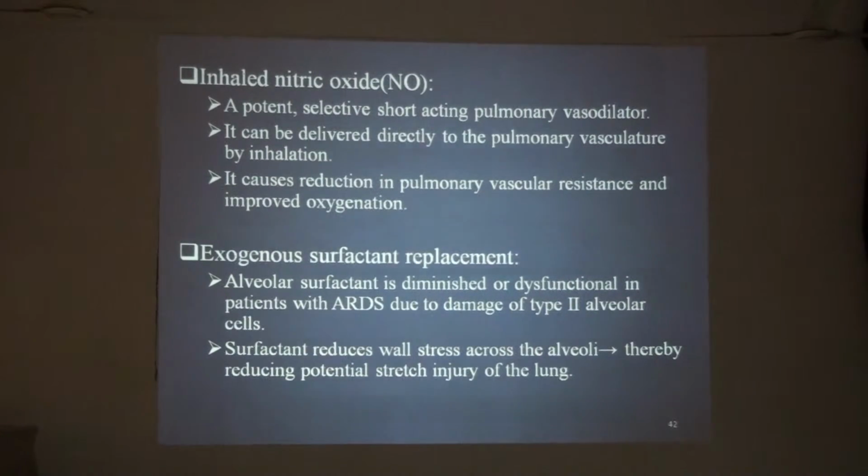Inhaled nitric oxide is a potent selective short-acting pulmonary vasodilator. It can be delivered directly to the pulmonary vasculature by inhalation. It causes reduction in the pulmonary vascular resistance and improved oxygenation. Exogenous surfactant replacement: alveolar surfactant is diminished or dysfunctional in patients with ARDS due to damage of type 2 alveolar cells, and also surfactant reduces wall stress across the alveoli, thereby reducing potential stress injury of the lungs.